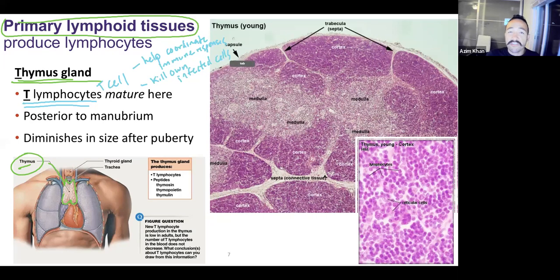If one of your cells is infected with a virus, you want to kill that cell right away because it's going to just produce more and more virus. So the best thing you can do is kill it before it does that.